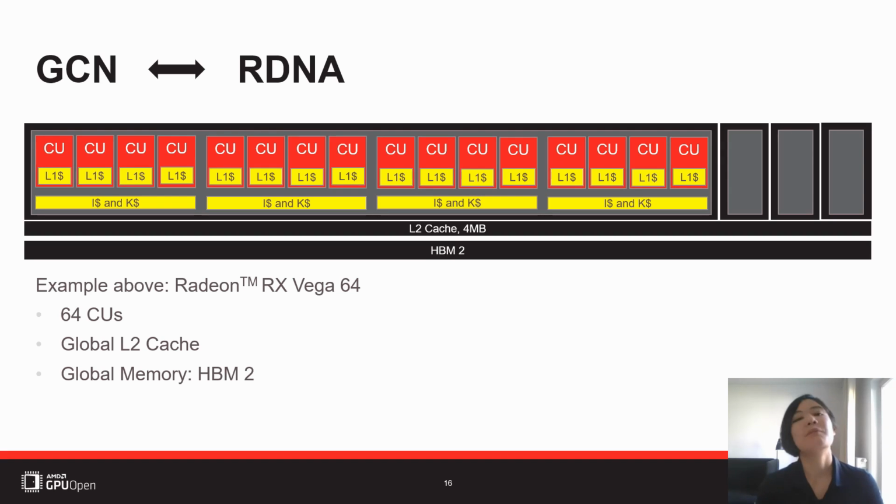Then let's look at the bigger picture. So the GCN architecture first again. This example is the RX Vega 64. On Vega 64 we had 64 compute units. That's why it's called Vega 64. And then we also have a level 2 cache, it's 4 MB, and then a global memory based on HBM2.